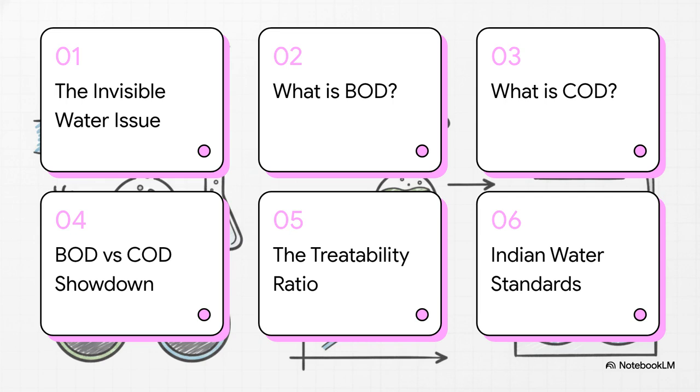Here's our roadmap for today. We'll start with the invisible water problem. Then, we'll answer the questions, what is BOD and what is COD? After that, we'll put them head-to-head in a showdown, explore something called the treatability ratio, and wrap it all up with Indian water quality standards.